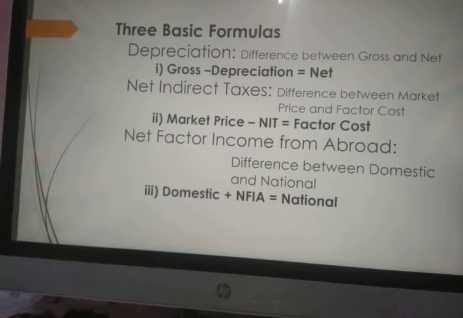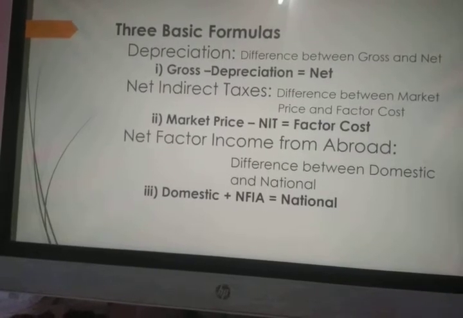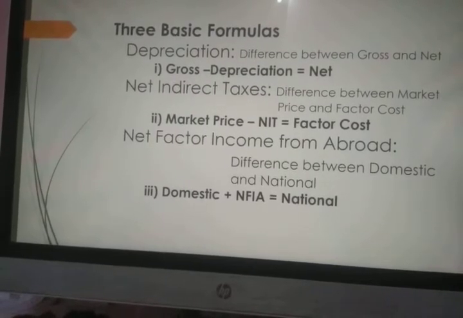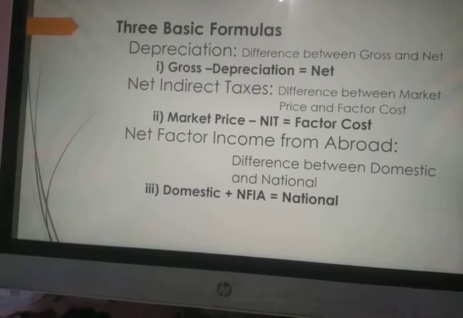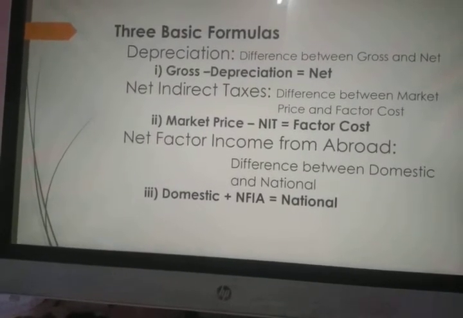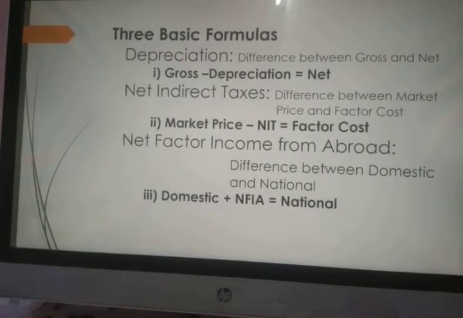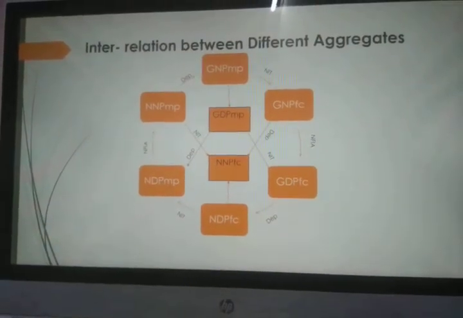So that difference we have to consider, and this NFIA, net factor income from abroad, is added in the domestic income to arrive at national. And if we want to arrive at domestic from national, we deduct NFIA. So these are your 3 basic formulas. Now let us see the interrelationship between different aggregates.